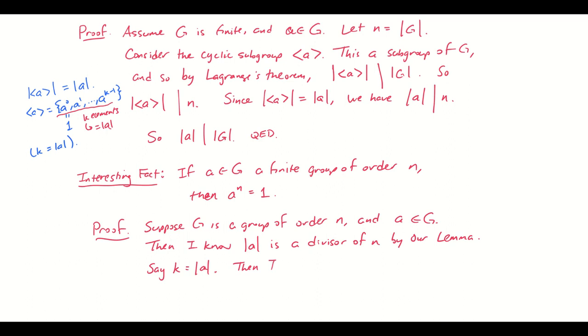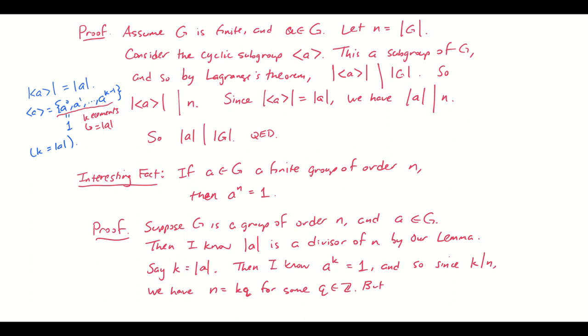Then I know A to the K is equal to the identity. That's what it means to be the order of A, that A to that power is the identity. And so, since we know K divides N, we have N equals K times Q for some integer Q.